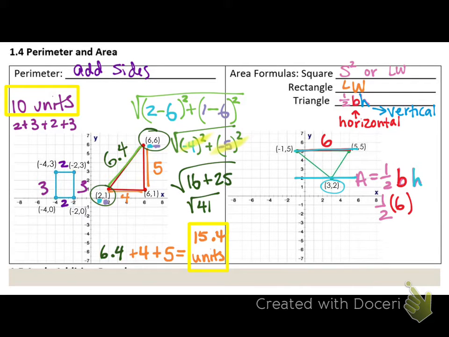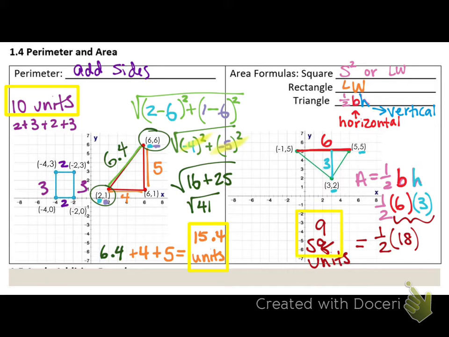So how tall is it? Correct. It's 3 boxes. 3. Because 2 is 3 away from 5. So 3 is the height. It doesn't really matter what order you multiply in. What's 6 times 3? 18. Half of 18 is 9, and we'd say square units. It's because how many squares could we fit inside of the triangle? 9. That's what 9 square units mean. Question about perimeter, area?